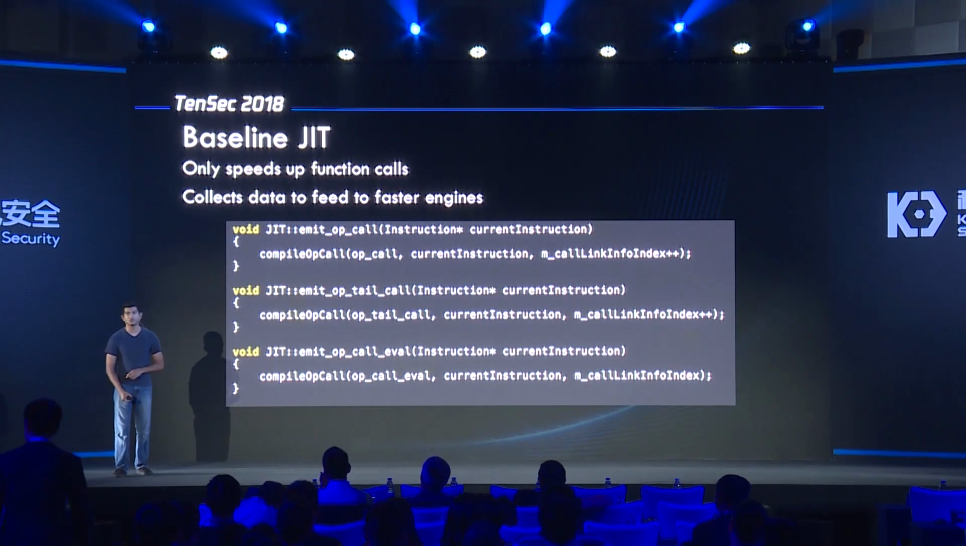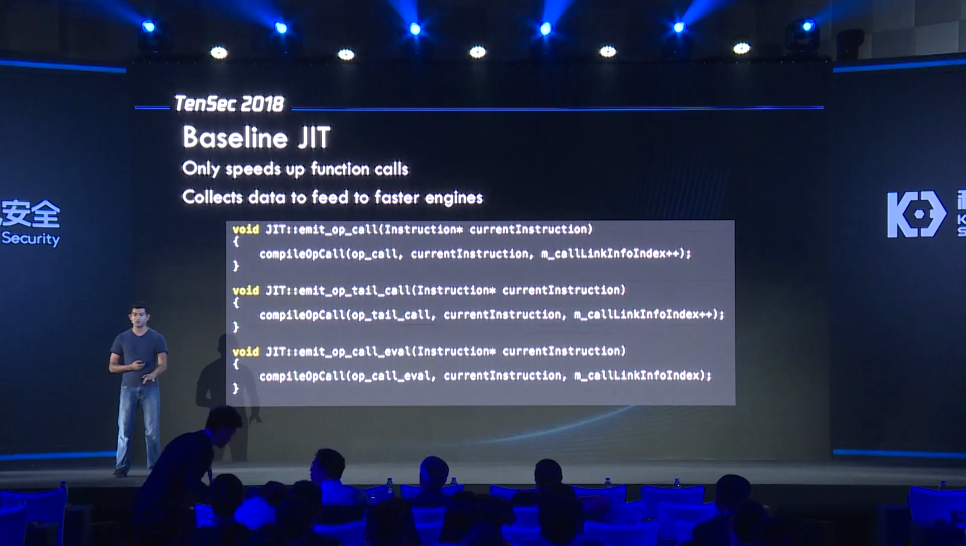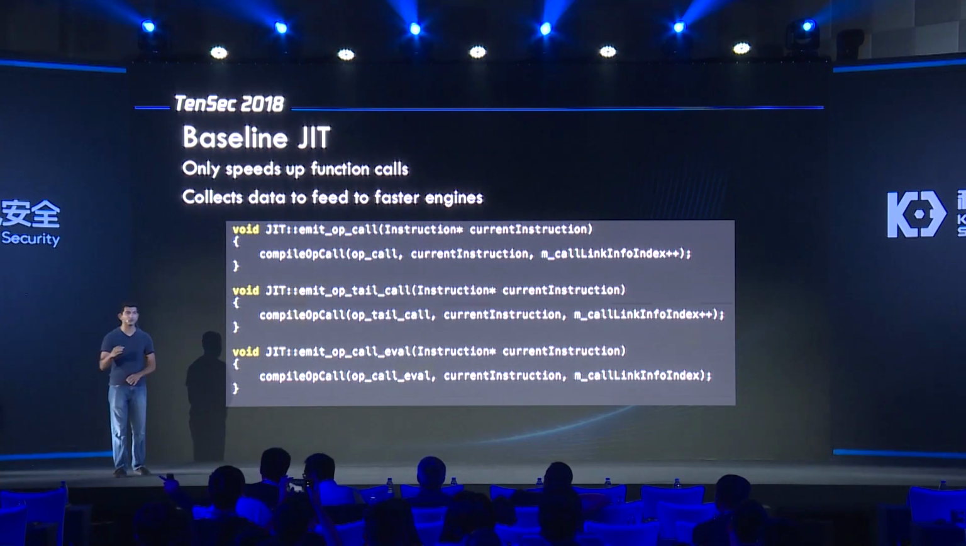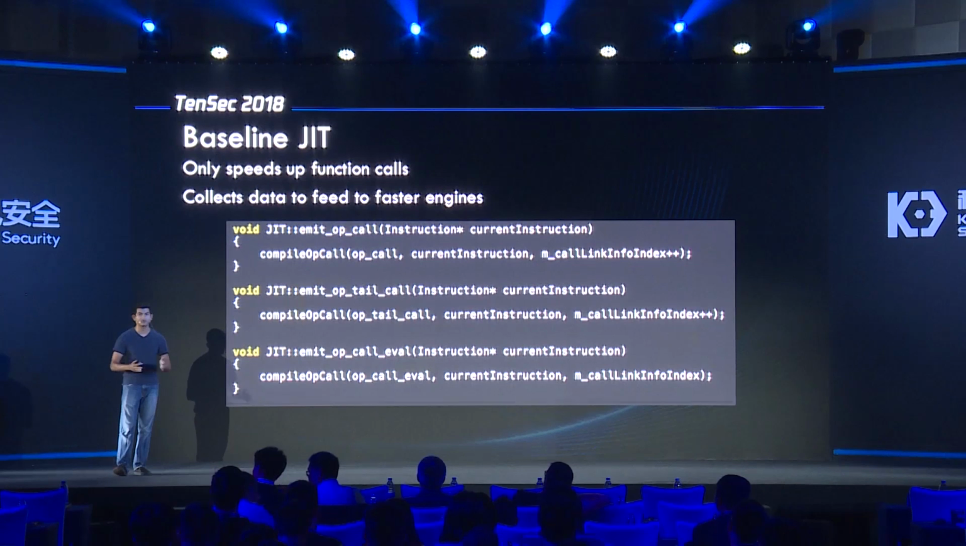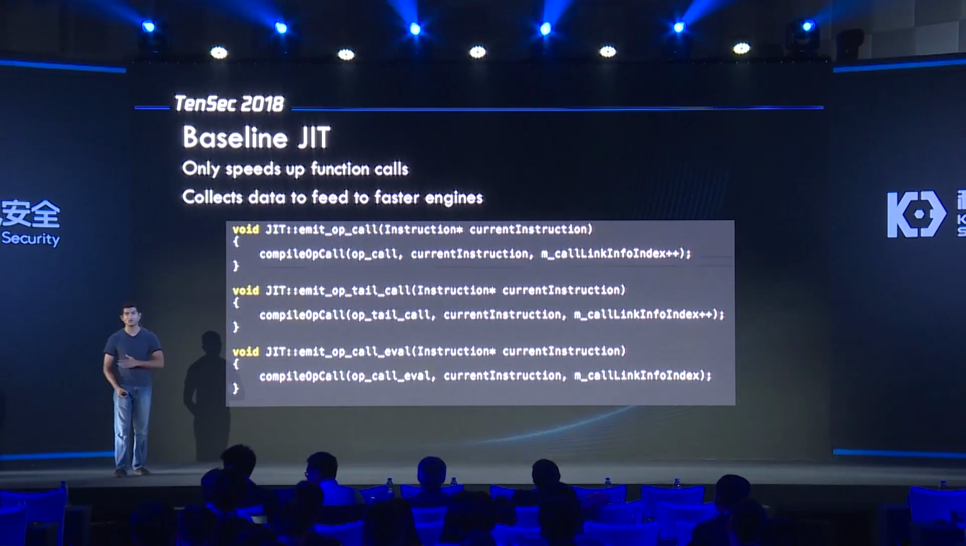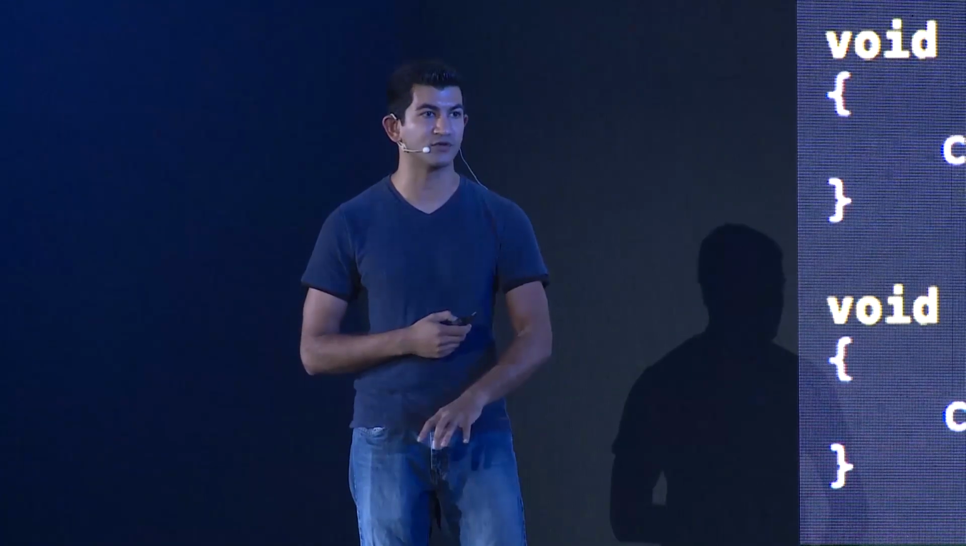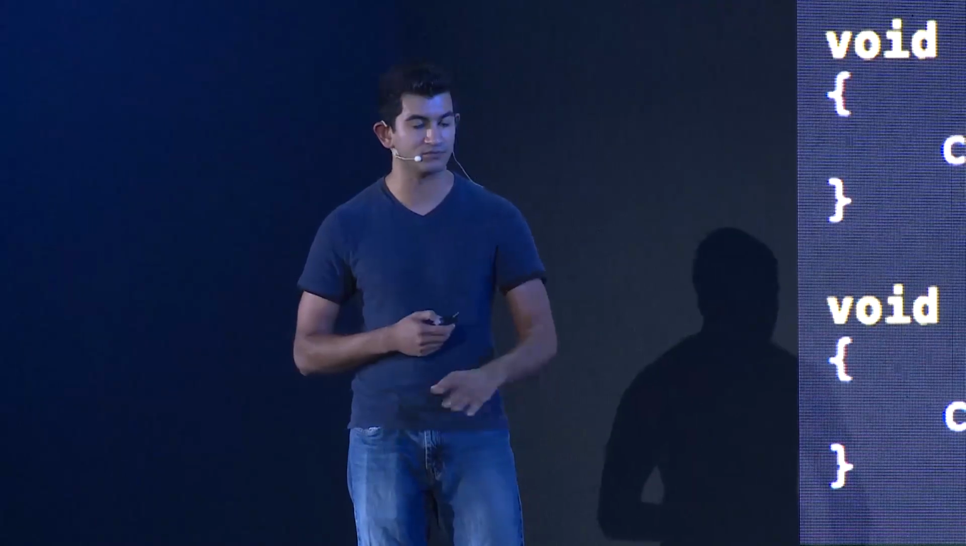The baseline JIT itself only will optimize function calls. It does nothing else. Not entirely sure why they took this approach. It does collect more data, but this will only impact things where you have some JavaScript that calls a lot of functions. If you have a while loop that is doing a bunch of math or anything like that, this baseline JIT will do absolutely nothing for you. There'll be no performance improvement whatsoever.